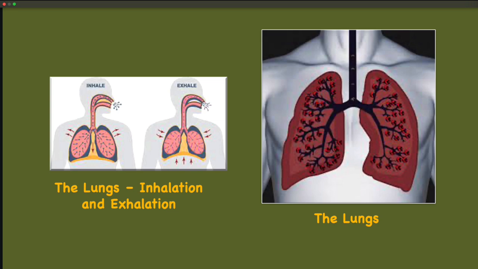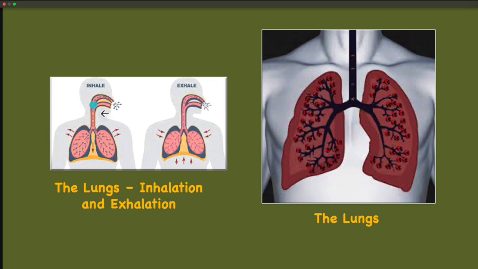Now, let's dive deeper into the role of the lungs in speech production, focusing on inhalation and exhalation. The lungs are crucial because they supply the air that is necessary for producing sound. Think of them as a power source for your voice, much like a battery powers a device.